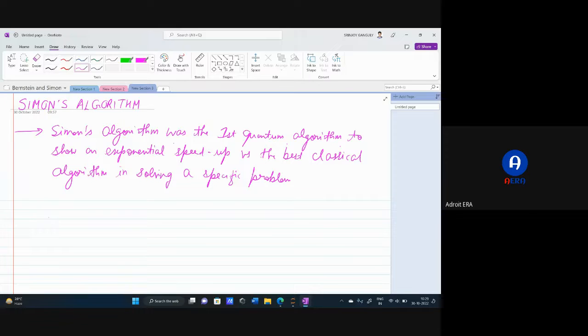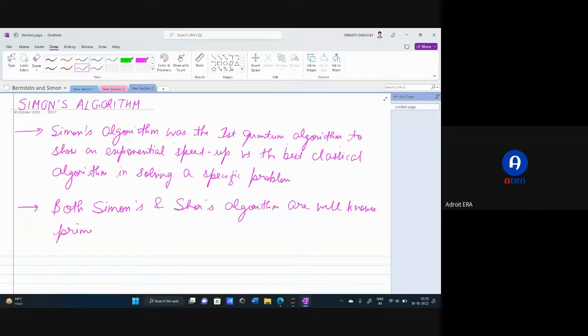Now both Simon and Shor's algorithm are well known, prime factorization algorithm solving a similar problem. Okay, solving a similar problem.